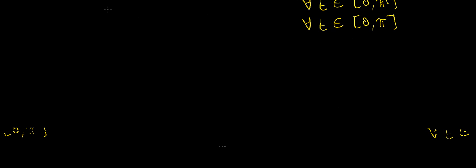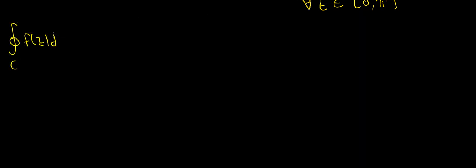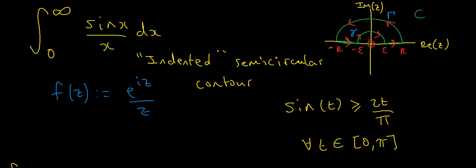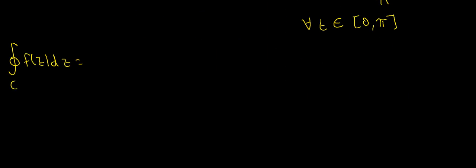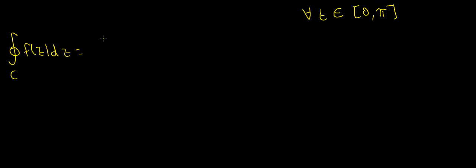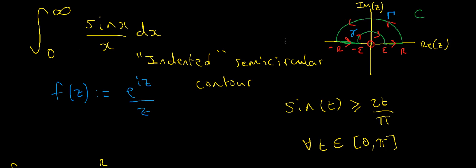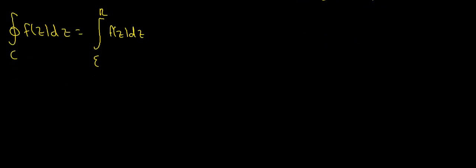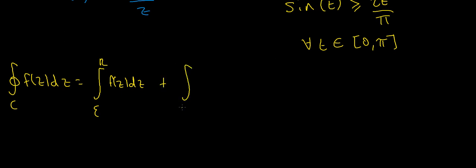The integral over the whole contour C of f of z dz, that's equal to what? Well, I'm starting from epsilon and going to r, so I'd better integrate along that line segment first. So first I'm going to integrate from epsilon to r of f of z dz, and then when I've gone from epsilon to r, I'm going to go all the way around along big gamma, so then I'm going to have to integrate over big gamma of f of z dz.